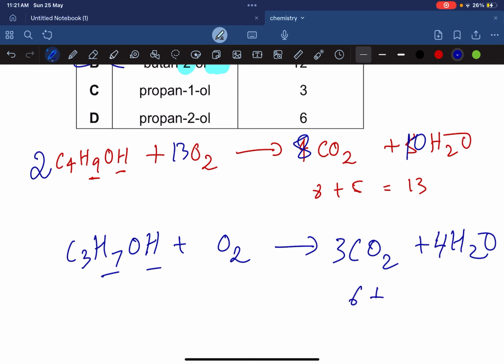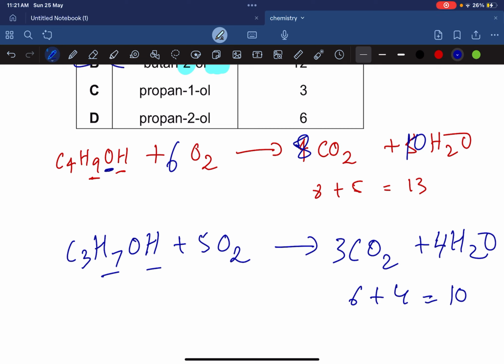2 times 6 plus 4, that's going to be a 10, which makes it a 5. But one thing we ignored was the oxygen over here. I'm so sorry, we ignored one thing, the oxygen over here. So we need 13. So what we're going to do is put 6 over here, 6 times 2 is 12, and 13. So we're done with it.